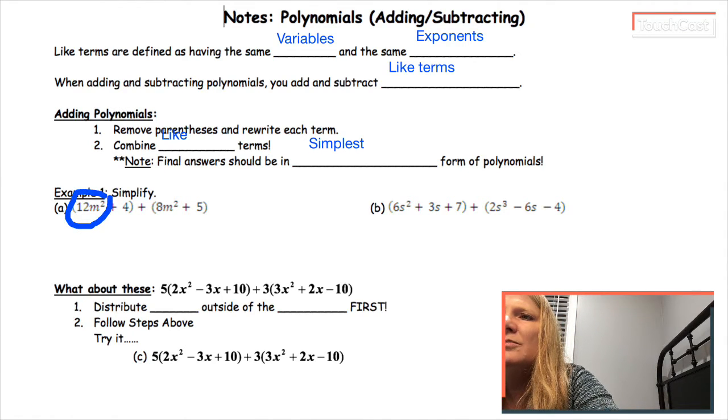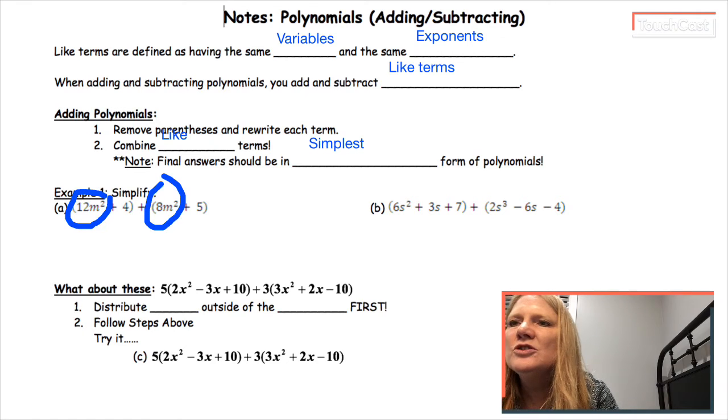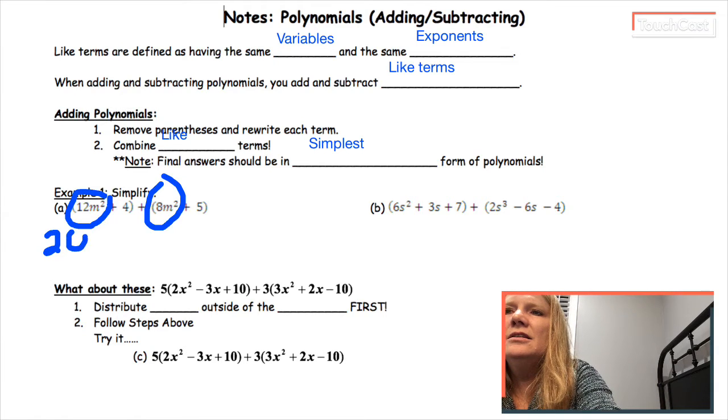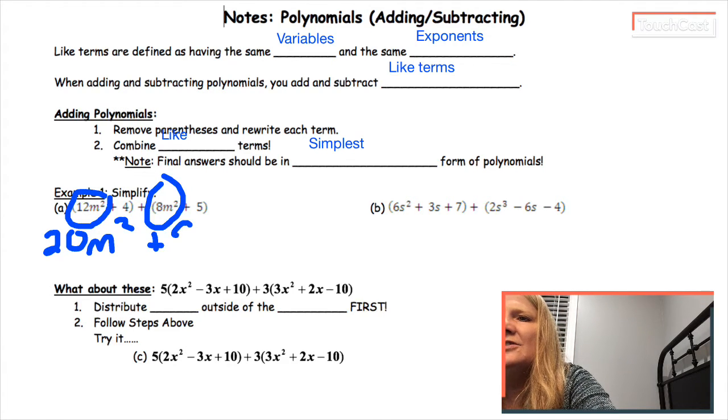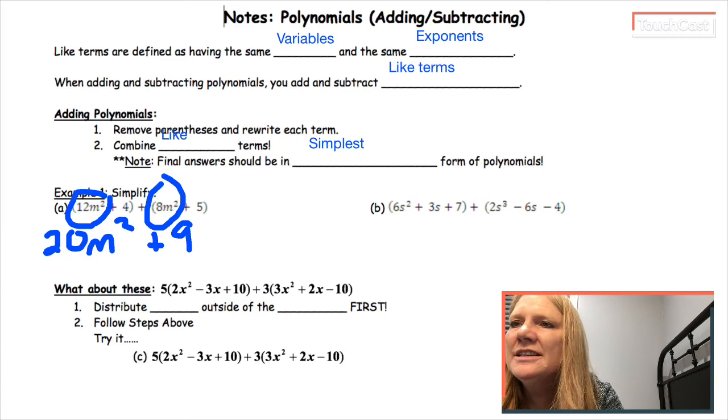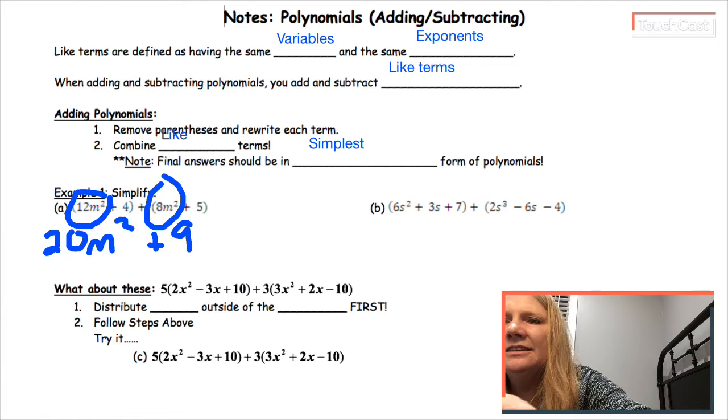So I have 12m squared and 8m squared. And they're both positive, and there's all pluses there, so we're just going to add the coefficients 12 and 8, and we get 20m squared. That's a 2. And then we have a plus 4 and a plus 5, and we simply add those. And so that is plus 9. So that is our very first example, and so we have 20m squared plus 9.